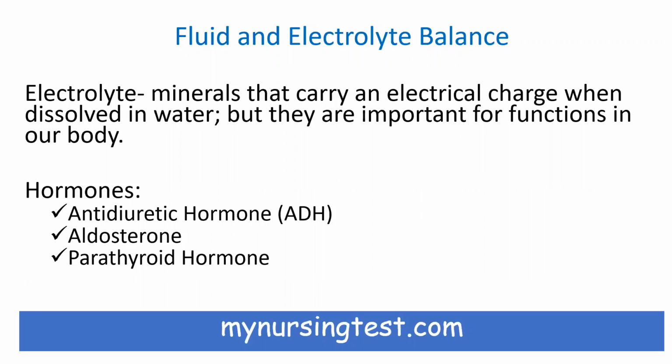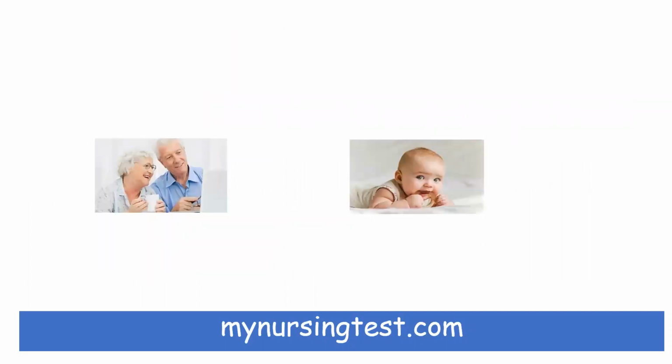Next hormone, aldosterone. Aldosterone, the kidney is going to hold on to sodium, it's going to hold on to water, but it's going to get rid of potassium. And parathyroid hormone helps to absorb calcium in the body.